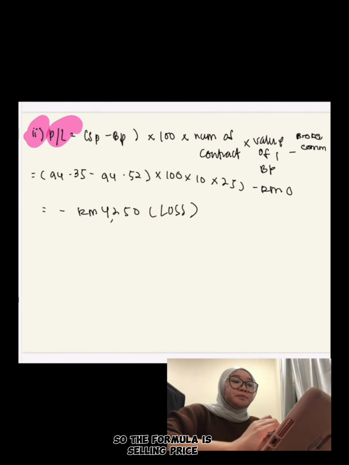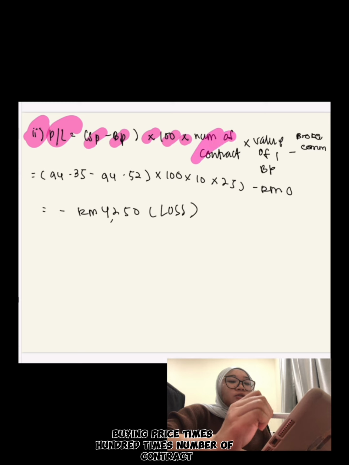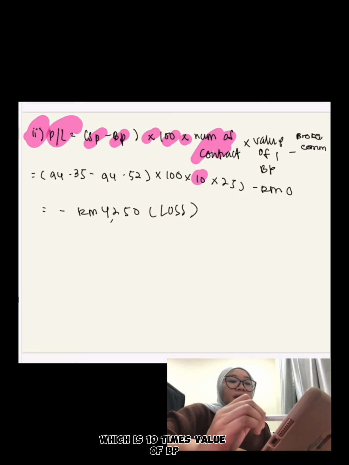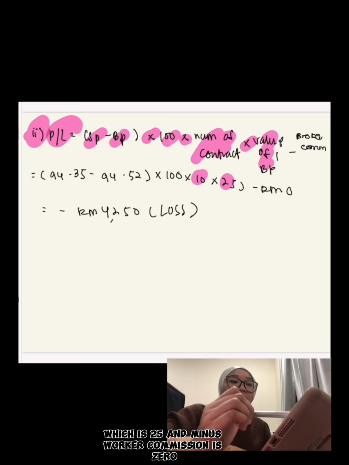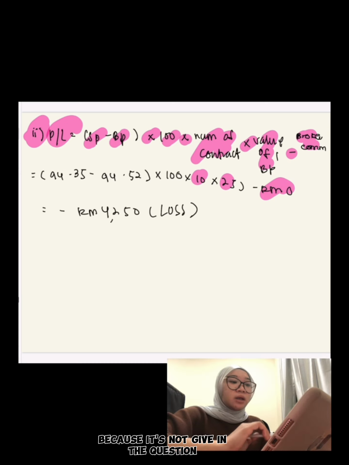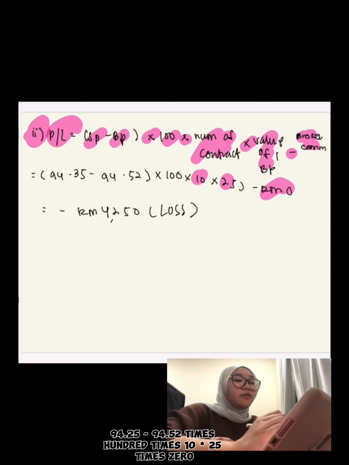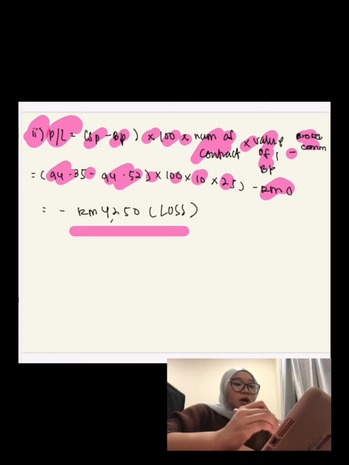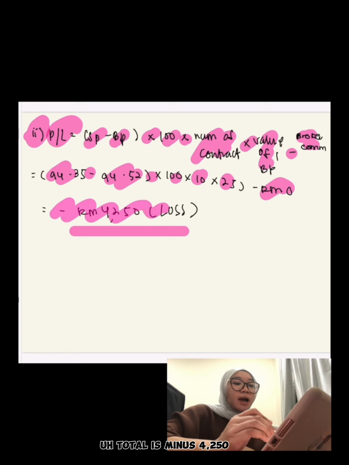So next we continue with question 2, Roman numeral two: how to calculate the profit or loss. The formula is selling price minus buying price, times 100, times the number of contracts, which is 10, times the value of BP, which is 25, minus the broker commission, which is 0 because it is not given in this question. So 94.35 minus 94.52, times 100, times 10, times 25, minus 0, and the total is minus 4,250, which is a loss.